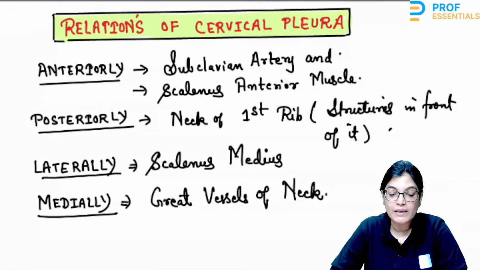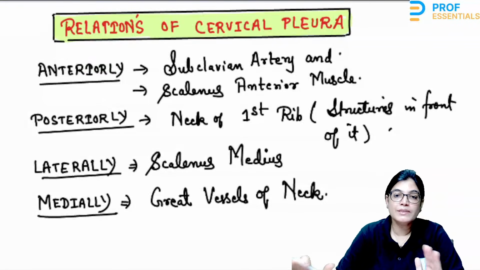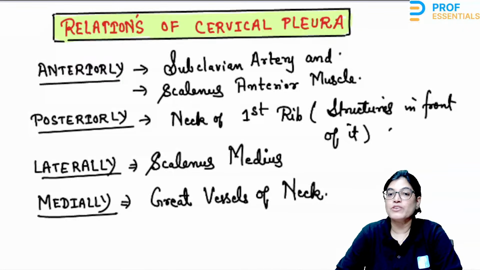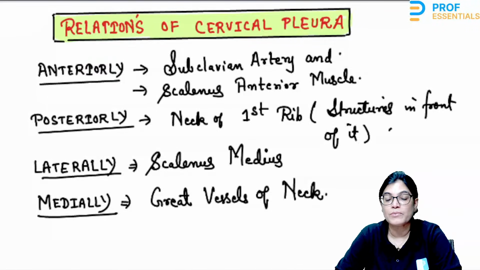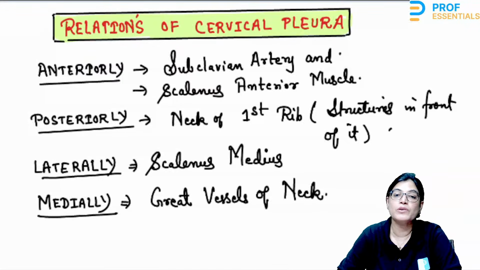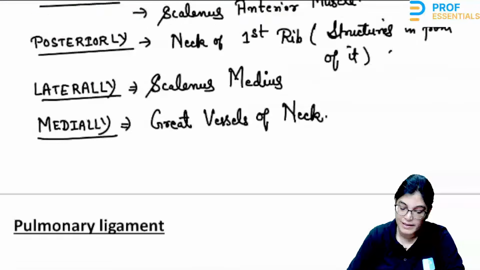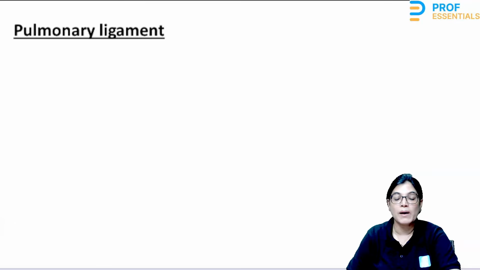This is very important. Till now we have discussed the pleural cavity formation, how the serous sac was formed as a double layered structure, which has the visceral and the parietal pleura, the location of the pleural cavity, and how it develops embryologically. We have also talked about the parts of the parietal pleura, and we know the relations of the cervical pleura. So now the next topic is the pulmonary ligament.